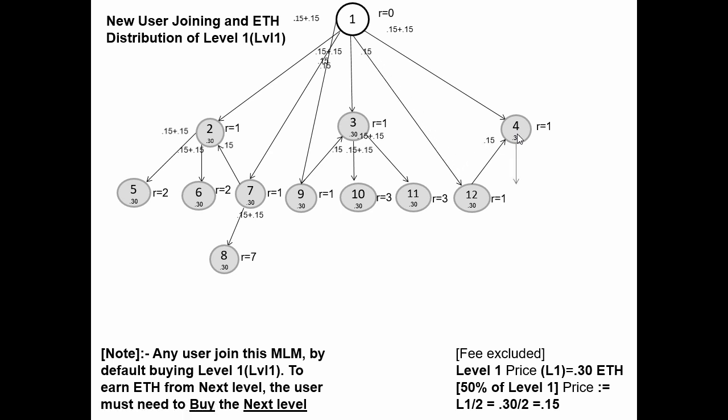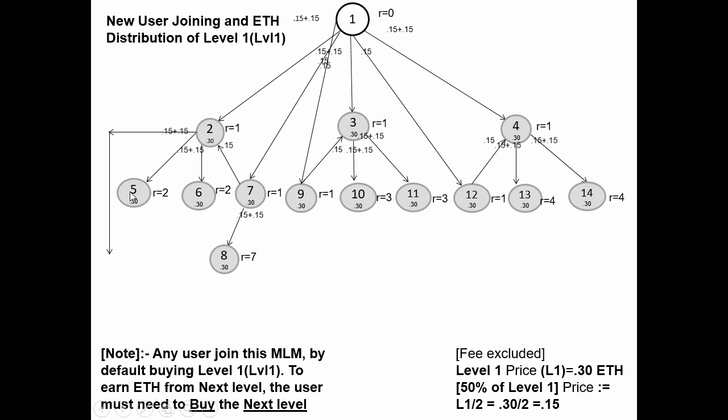Like this. Now user 4 is adding the next user, ID 13, and both amounts will go to user 4 as an introducer and as it is connected directly with user 4. In the same way he's adding number 14, and both amounts will go to user 4. Now user 2 is adding a new user. So the next user ID will be 15.